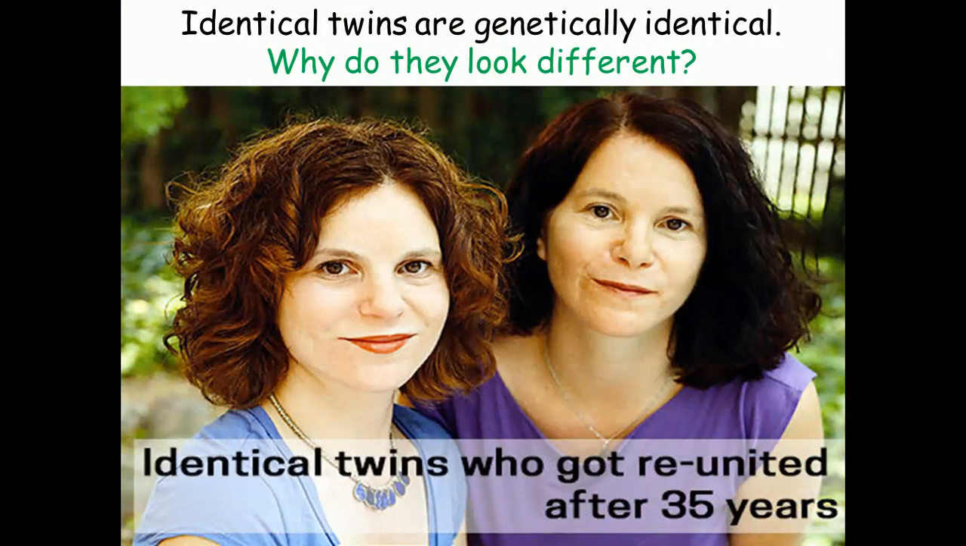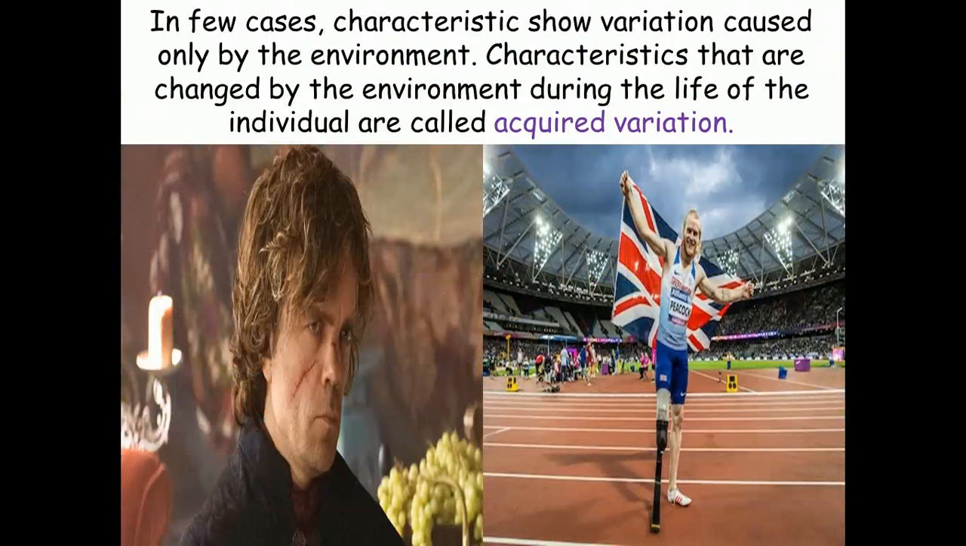Now, identical twins are genetically identical, so why do they look different? This is because of the environment. So for characteristics that show variation caused by the environment, if that change happens by the environment during the lifetime of the individual, we call it acquired variation because they acquired it during their lifetime. An example would be having a scar. So that is an environmental variation. Some people have a scar, some people don't have a scar. Having the scar was acquired during the lifetime, so it's an acquired variation.